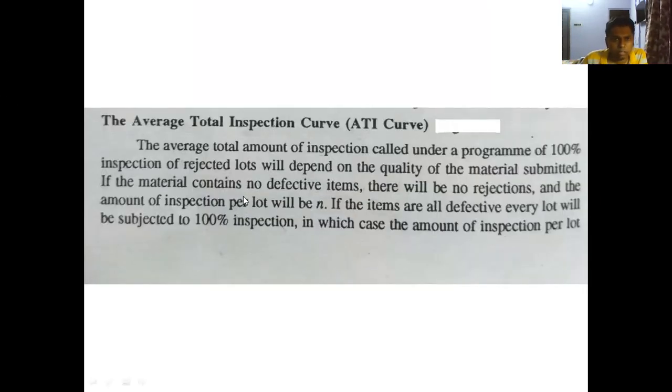That is quite obvious, because when you are checking, if the material contains no defective items, then this is small n, and if there are 100% defective items, then there is capital N. So if the product is of quality P dash and the probability of lot acceptance is PA, then on the average, the amount of inspection per lot will be, the ATI is equal to small n plus (1 minus PA) into (capital N minus small n).